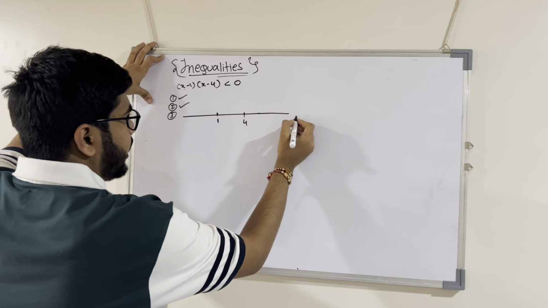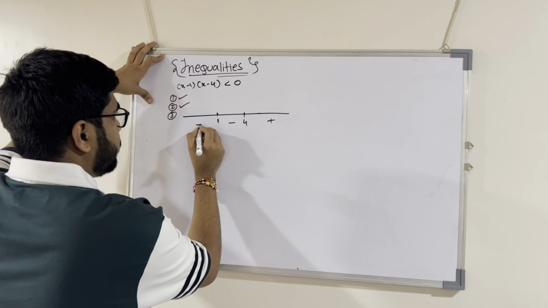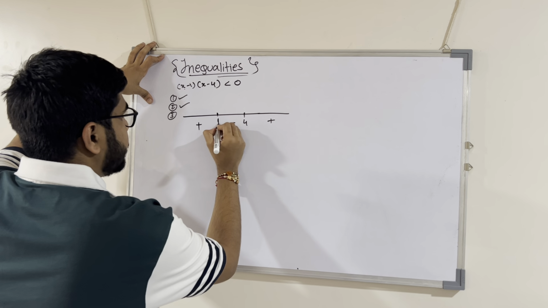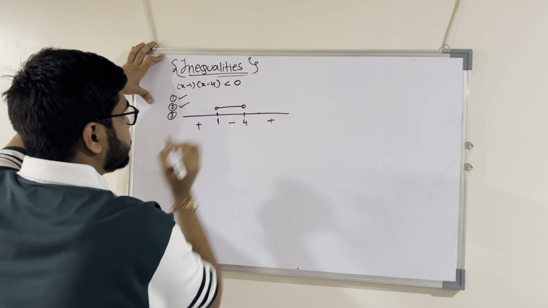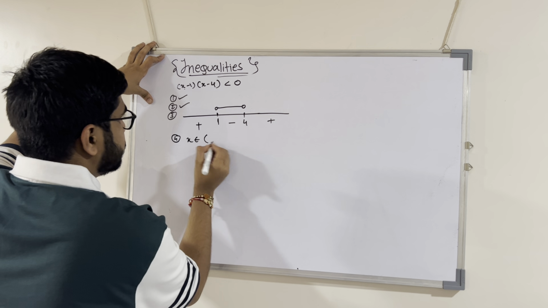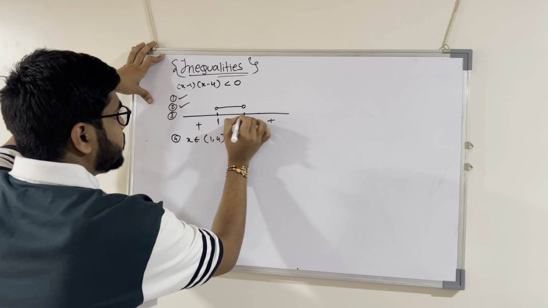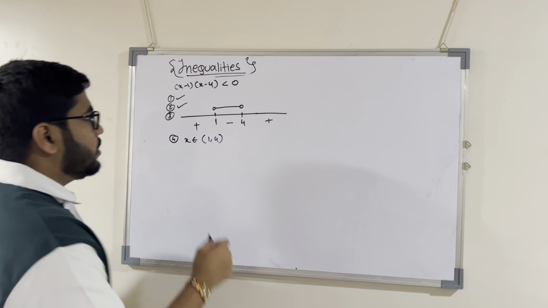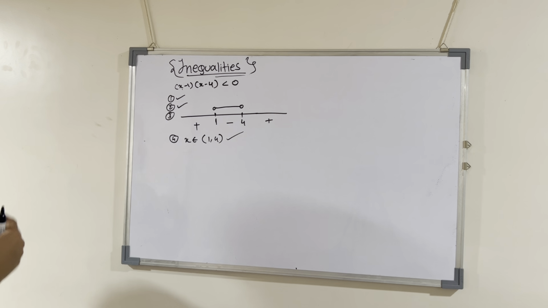Now what does the rule say? It says the rightmost section is positive, then it alternates: positive, negative, positive. And it is less than, no equal to sign. So what does this say? It says x belongs to (1, 4). Why (1, 4)? Because this is less than. These 2 points are not included. Done. I came up with my answer within a second. So that's how you solve it.